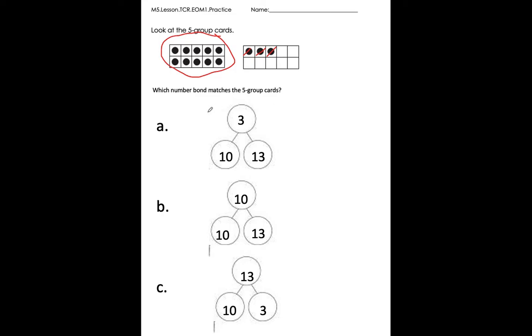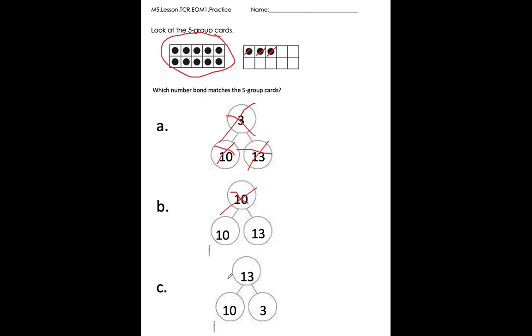All right. So when I look at A, I see that 3 is in the whole. That's not correct because we just said that 13 was our large number and that's our whole. And then 10 and 13 in the parts, that's not right. Okay? I'm going to put an X there. Now, when I get to B, I see that 10 is in the whole. And we just talked about this. 10 does not go in the whole. That is the part, not the whole.